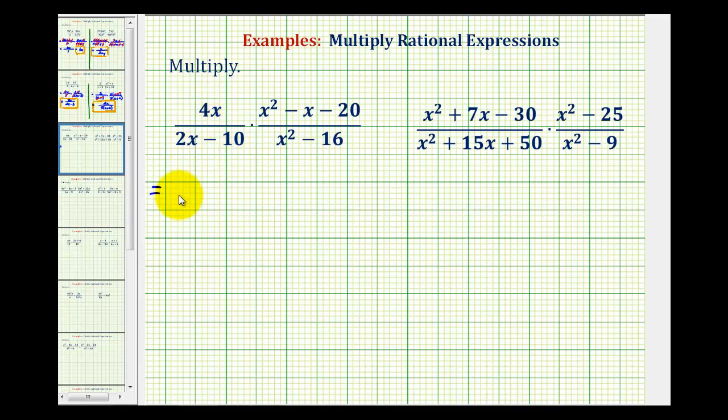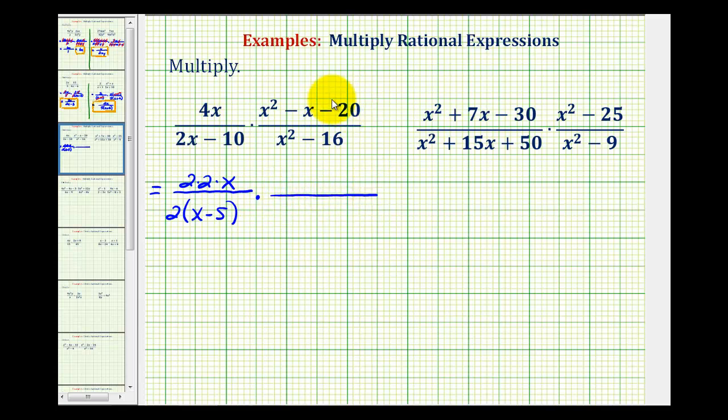So for 4x, since 4 is equal to 2 times 2, we're going to write 2 times 2 times x. And then to factor 2x minus 10, the greatest common factor between these two terms is 2. So we'll factor 2 out, leaving us with the quantity x minus 5.